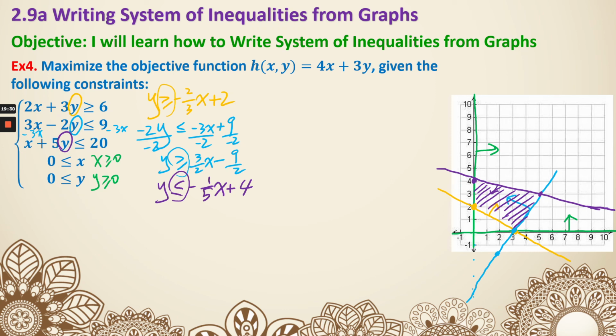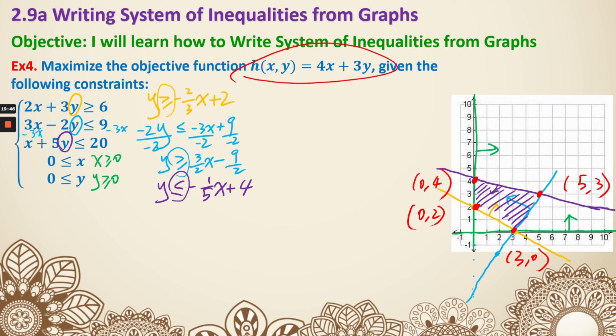Now it's time to identify all my points. I have 1, that's 0, 4. I have 2 points, that's 0, 2. I have another point, that's 3, 0. And I have a last point, which is 5, 3. This is my function, I'm going to put it in there.